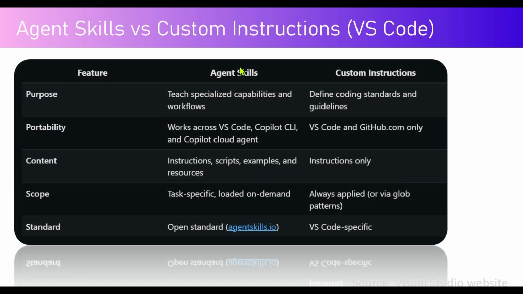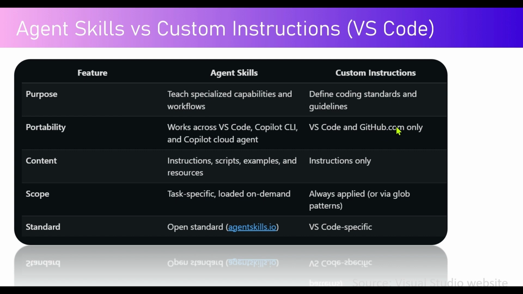Now, agent skills versus custom instruction. What is the difference between what we are already using while building an agent? So while building an agent, this is an example from VS Code. Now, we already had custom instruction. The purpose of custom instruction is basically it provides coding standards and guidelines. Agent skills basically teach specialized capabilities and workflows.